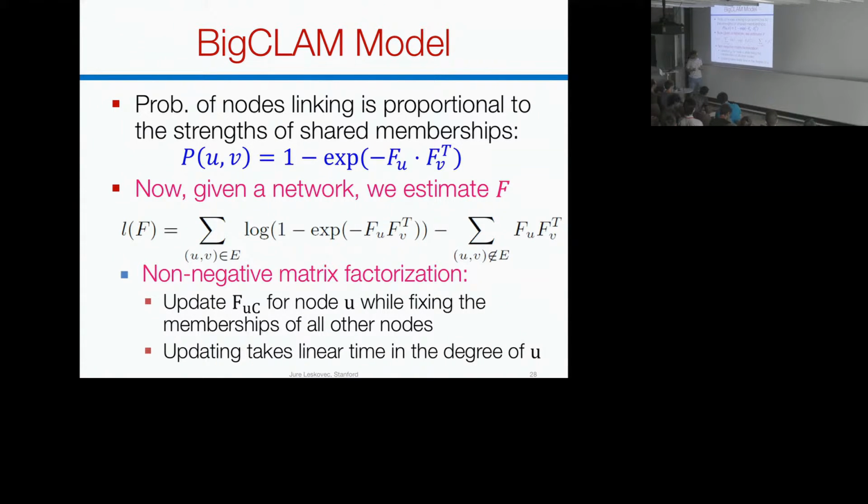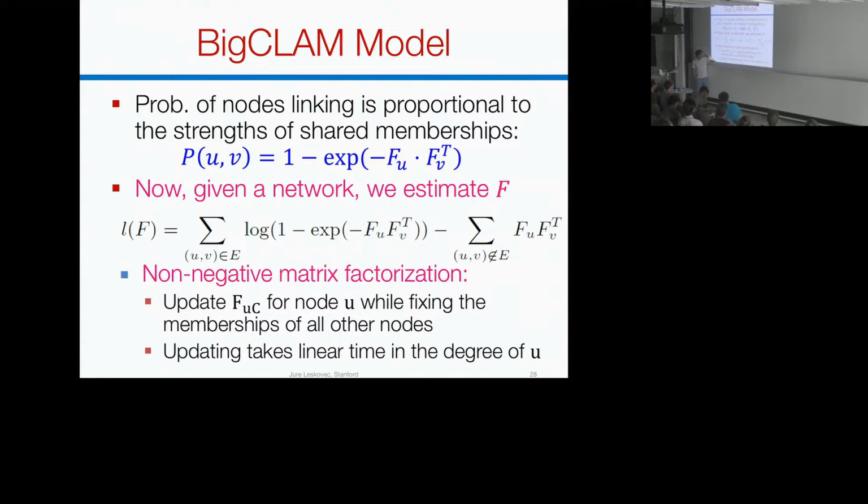The reason you can think of this is that you have the adjacency matrix of the graph, and you want to figure out this matrix F such that when you multiply it with itself using this type of expression or this type of loss function, it will reconstruct the underlying edges of the matrix as well as possible.